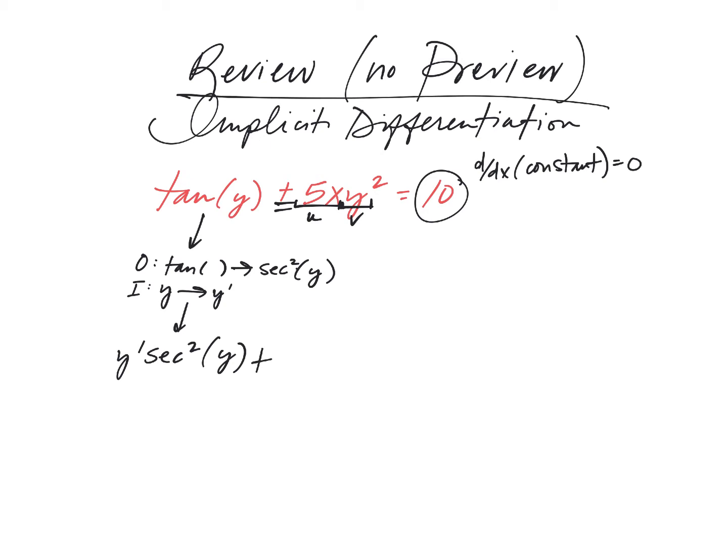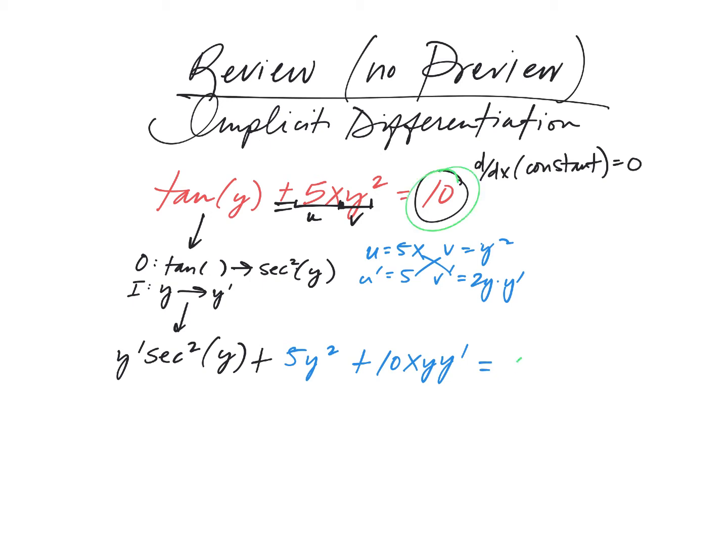Plus, here I've got a product rule. So I'll have u as 5x and v prime as y squared. The derivative of 5x is 5. The derivative of y squared is 2y times y prime. So that gives me 5y squared plus 10, don't forget to multiply those coefficients together, xy y prime. And on the other side, the derivative of 10 is 0, so I will set that equal to 0.